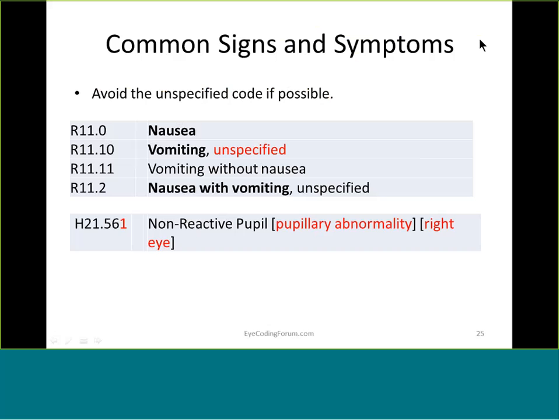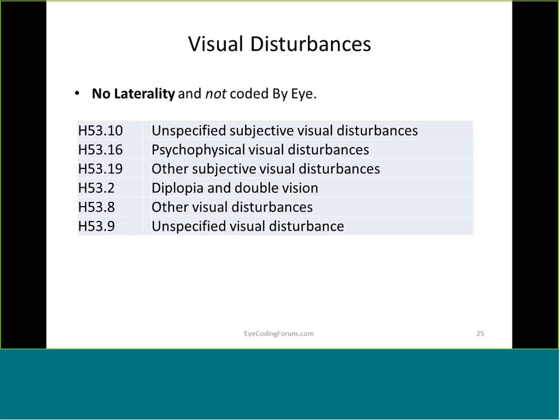Other common signs and symptoms include nausea and vomiting. And note that we have a code for nausea with vomiting, R11.2. Now, this is important because you never want to report the two codes separately. If there's ever a combination code that includes two conditions, you always report that. That is a coding convention. It's proper coding. H21.561 on the bottom is for non-reactive pupil, also known as a pupillary abnormality, and this has laterality. It's for the right eye only.